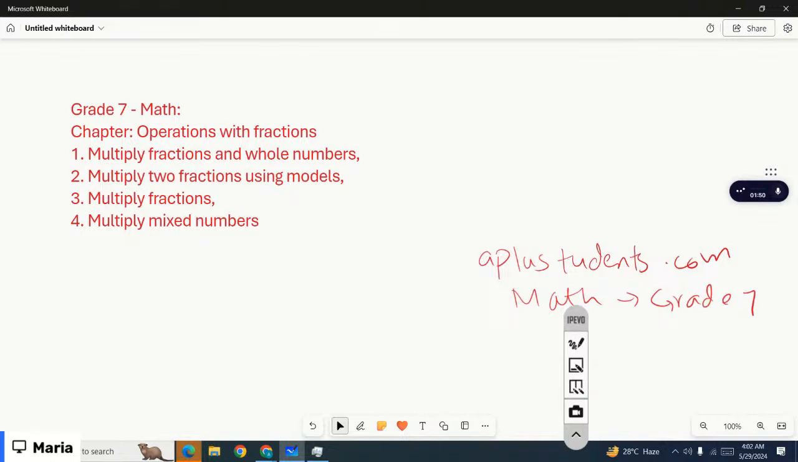We're going to start with the chapter operations with fractions. The lessons we're going to cover from the chapter are multiply fractions and whole numbers, multiply two fractions using models, then multiply fractions and multiply mixed numbers. So please make sure you have your notebook and pencil so that you can note down the important examples and definitions as well.